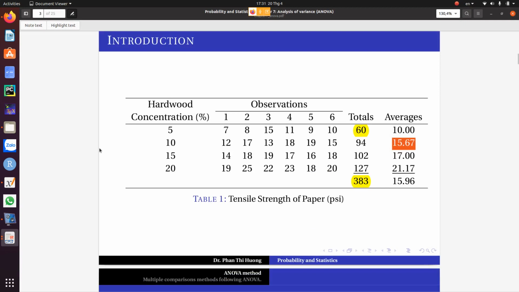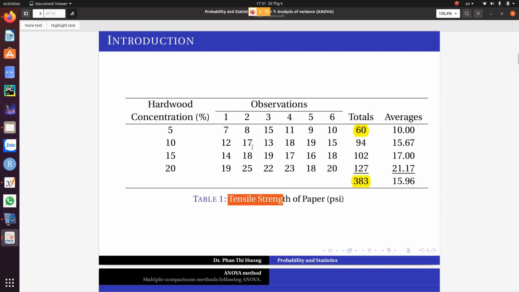The multiple comparison said that any pair will be different to each other except the case of group 2 and group 3. So it means that suppose you are the researchers who try to study how to increase the Howard concentration level to increase the tensile strength. Suppose that currently the company is producing the paper with 10% of the Howard concentration, and now you are wondering which level we should increase to make the tensile strength increase.